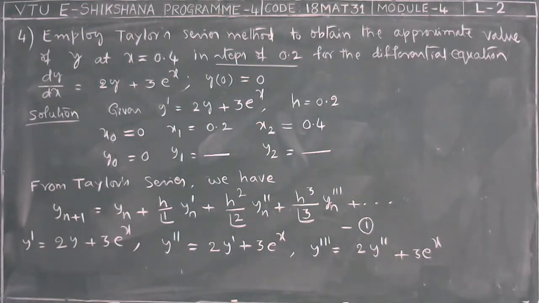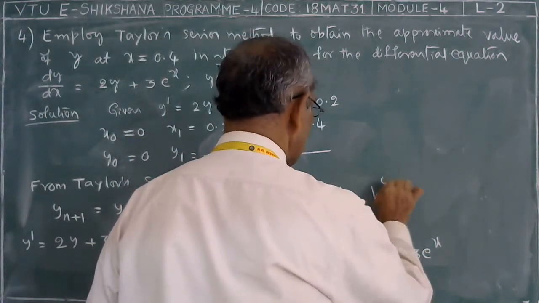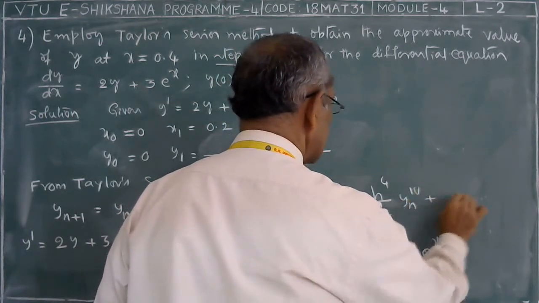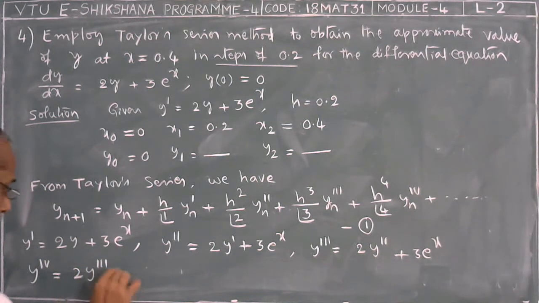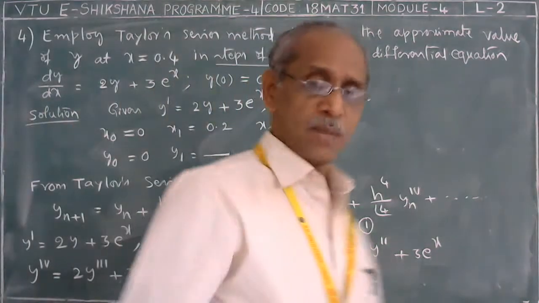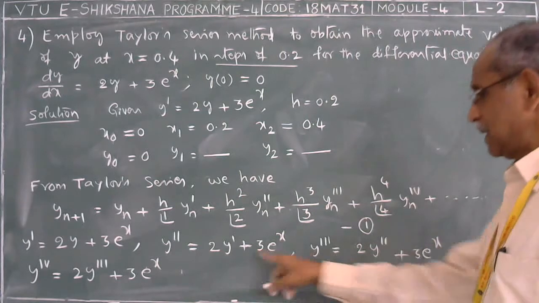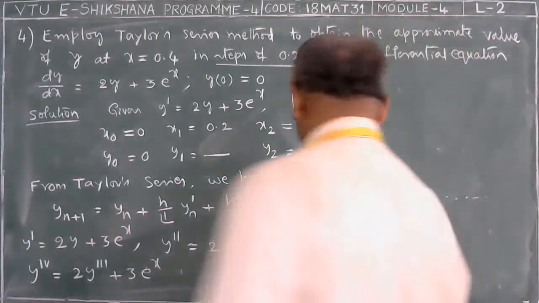Since the function is very simple, we can have another term also, yn4, that is h power 4 divided by factorial 4, yn4, etc. So the fourth derivative of y is 2 into y triple dash plus 3 into e power x. Now we have finished with our derivatives. I have considered one more term extra because I can easily find the successive derivatives without any problem. Okay.